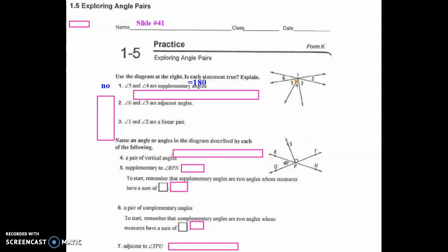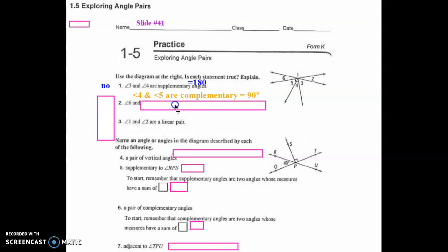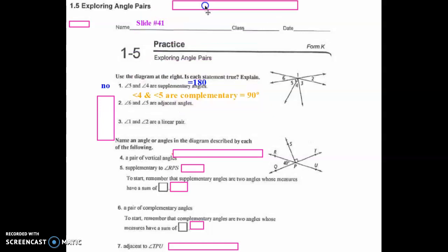So let me just erase that little bit there. And back to number 1 again. Yes, they are complementary because complementary does mean 90. So there you go.